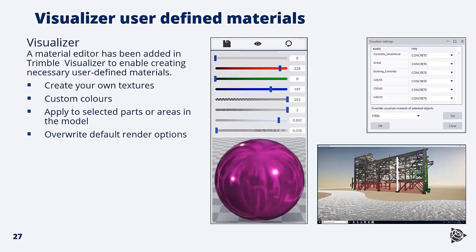The visualizer. A material editor has now been added to the Tekla visualizer, enabling you to create your own user-defined materials such as transparencies, colors and textures. This allows you to create your own textures, your own custom colors, your own special finishes, and apply those finishes to selected parts or areas in the model, allowing you to overwrite the previous default-only rendering options. This is great for new users taking their first step into photorealistic rendering, and experienced users can benefit from this by having access to fully photorealistic rendered Tekla models.